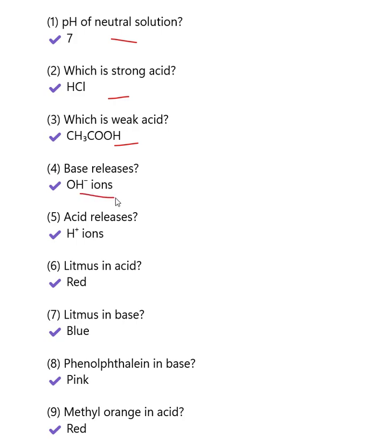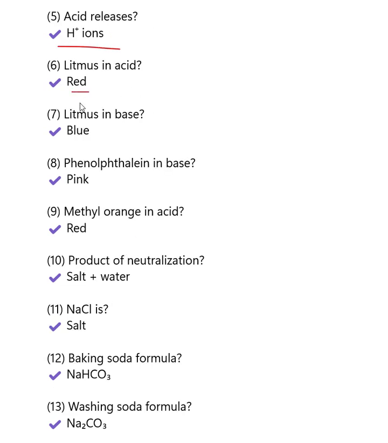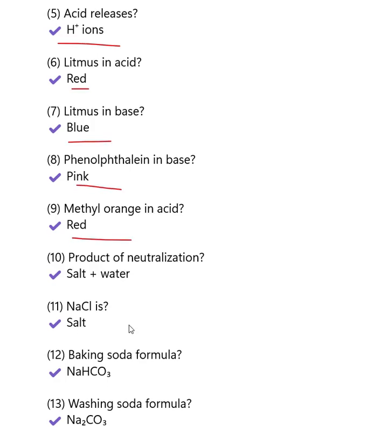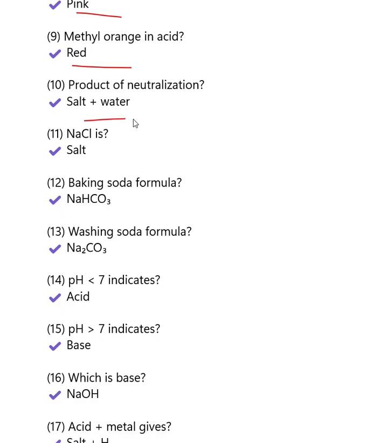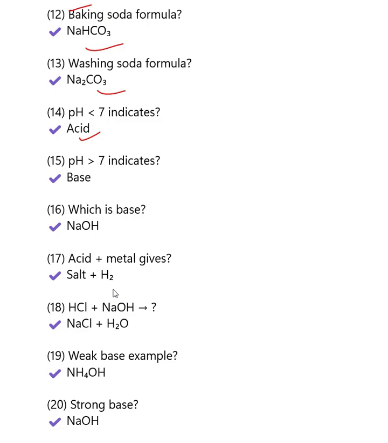Base releases which ions? That is your OH minus ions. Acid releases H plus ions. Litmus in acid is red, in base it is blue. Phenolphthalein in base is pink, and methyl orange in acid is red. Product of the neutralization is your salt and water. NaCl is a salt. Baking soda formula NaHCO3. Washing soda formula Na2CO3. If pH is less than 7, then it indicates it is an acid. If it is greater than 7, then it indicates it is a base.